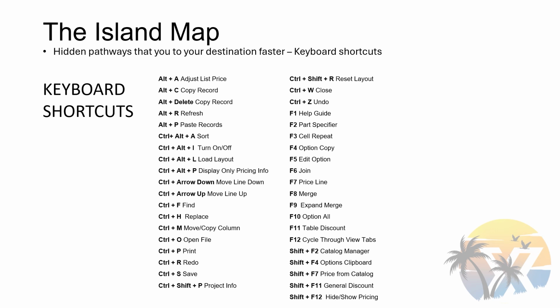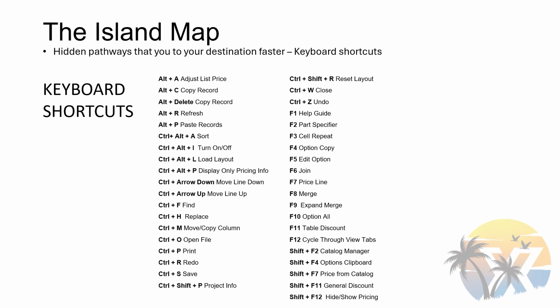A few of my favorites are Control Shift P, that opens the project info. That's where I like to immediately go to title my project. F2 opens up the part specifier. F5 is another one I like to use. This is when I'm going to edit options, add some specials, or add in some upcharges.